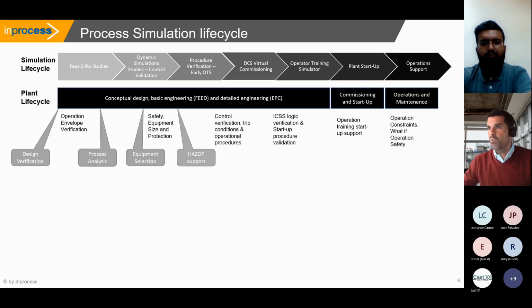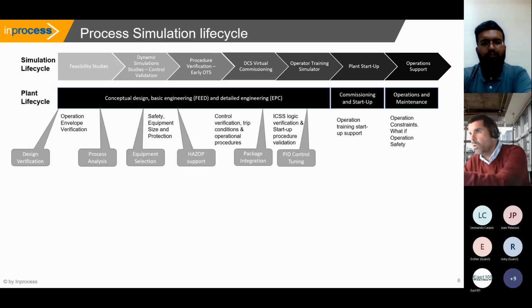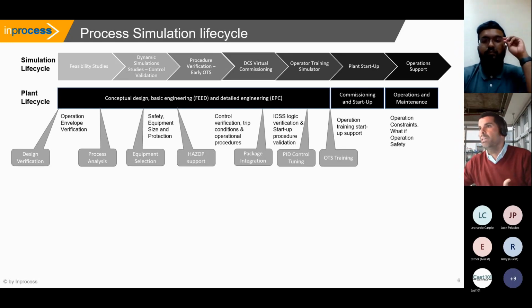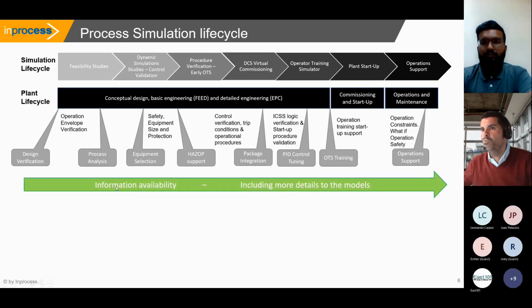For doing all those insights, we assume that every time we will be provided more information. As mentioned here, what we do is include more details in the models as information becomes available, and this information is a very wide concept. That goes from conceptual design to having complete details about the control narrative and the ICSS information.